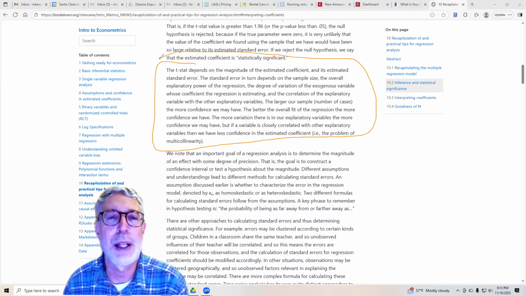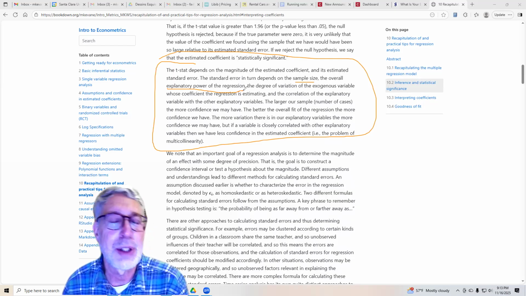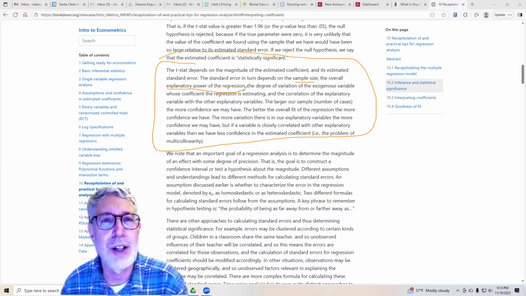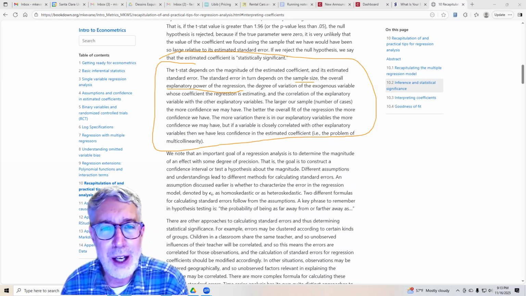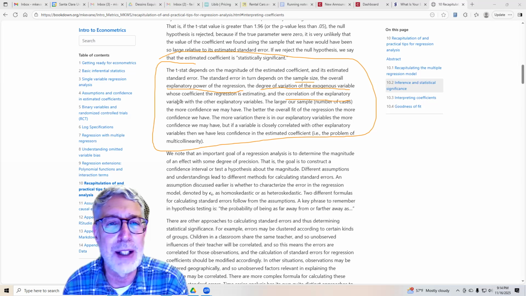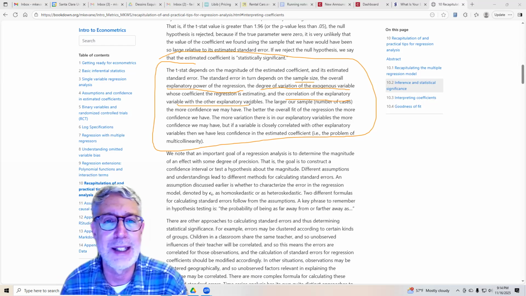We haven't talked too much about the formula for the standard error, but the standard error depends on the sample size, the overall explanatory power of the regression. So the standard error will be smaller if the R square is larger or the adjusted R square is larger. The standard error of an estimated coefficient also depends on the degree of variation of the exogenous variable, of the explanatory variable. And then it also depends on the correlation of the explanatory variable with the other explanatory variables in the multiple variable regression case.